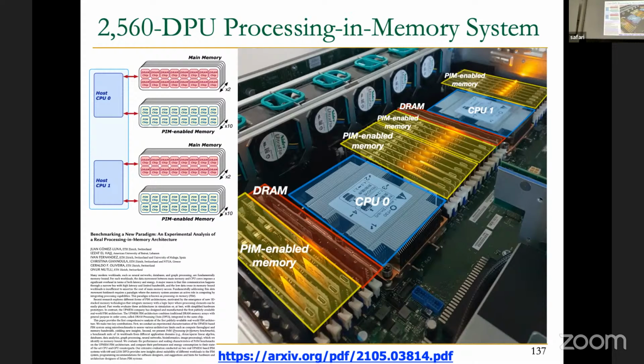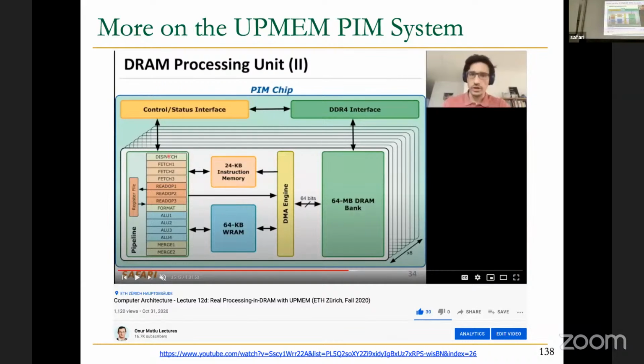Here you have the CPUs, your regular DRAM, and these memory modules capable of computing with these computing units. If you look inside the memory unit itself, you're going to have your regular DRAM bank, which is a regular portion of your DRAM to store data. But you also have another simple processor with some instruction and working memory that is capable of doing integer computation for different applications.